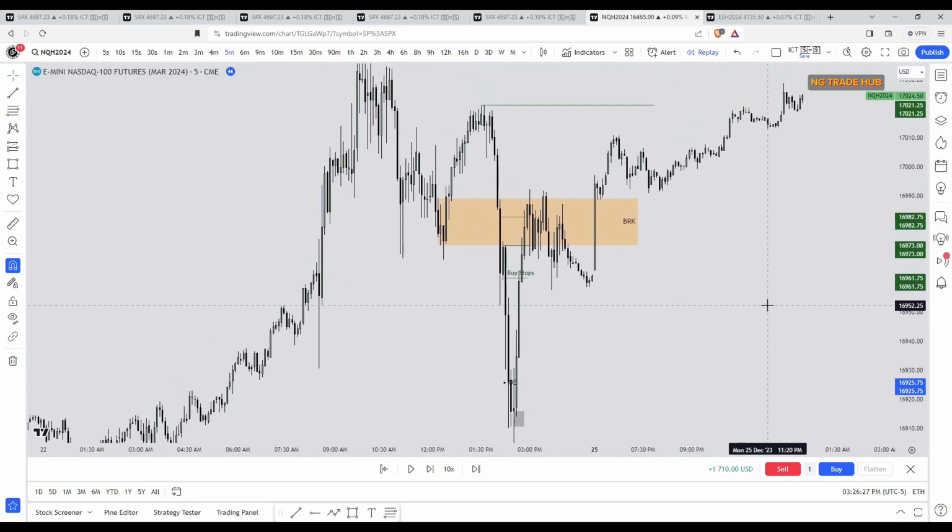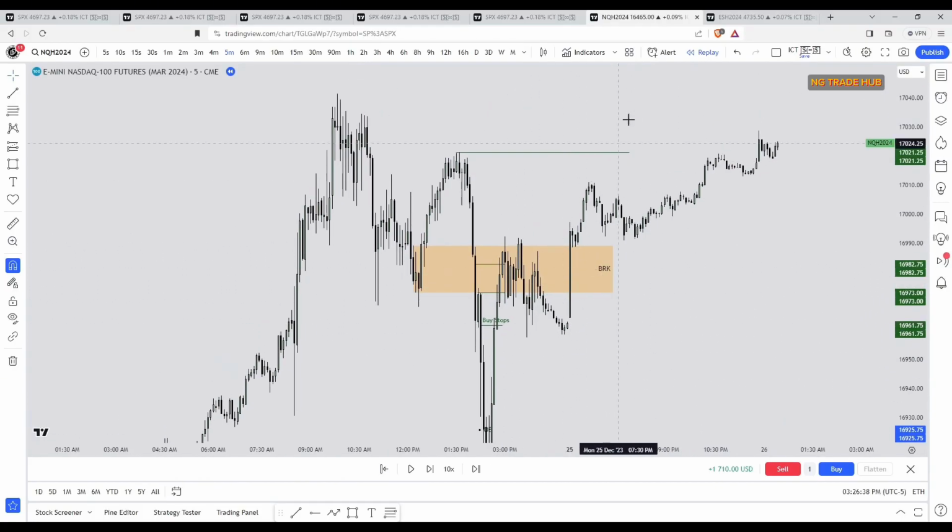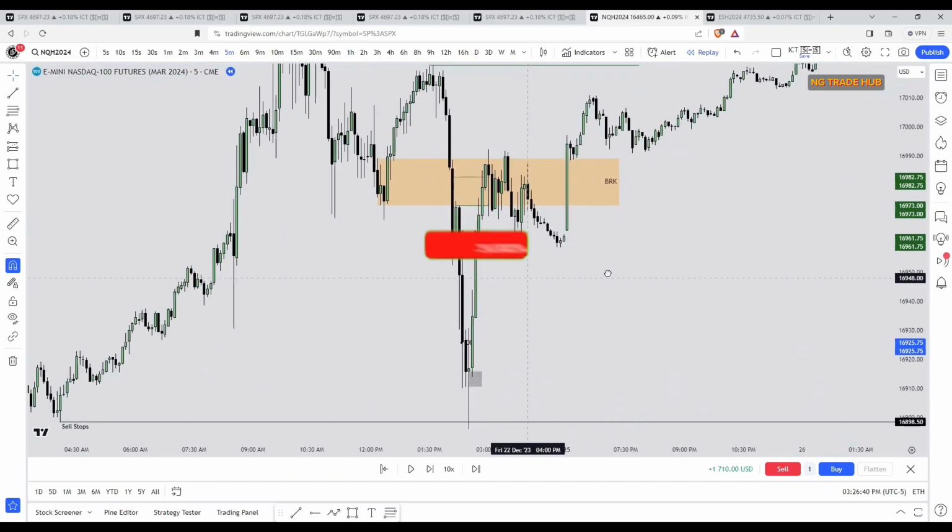To practice with it, or if you're new, just practice with a demo for months, okay? Because it's important to understand the model intimately before just jumping into trading live funds with it. But this was nice delivery. This is what we look for.